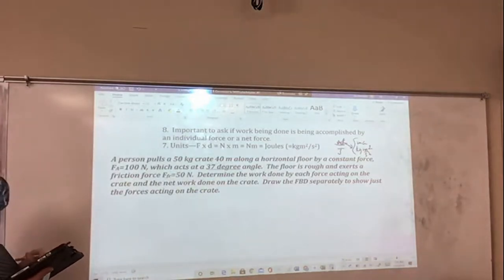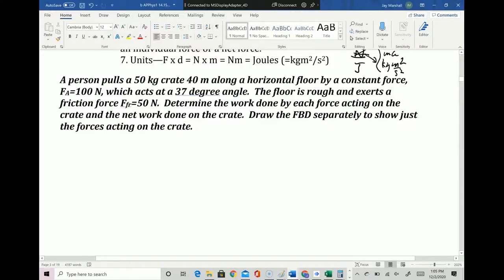So, a person pulls a 50 kilogram crate 40 meters along a horizontal floor by a constant applied force of 100 newtons, which acts at a 37-degree angle. The floor is rough and exerts a friction force of 50 newtons. Determine the work done by each force acting on the crate and the net work done on the crate. Draw a free body diagram separately to show just the forces acting on the crate.